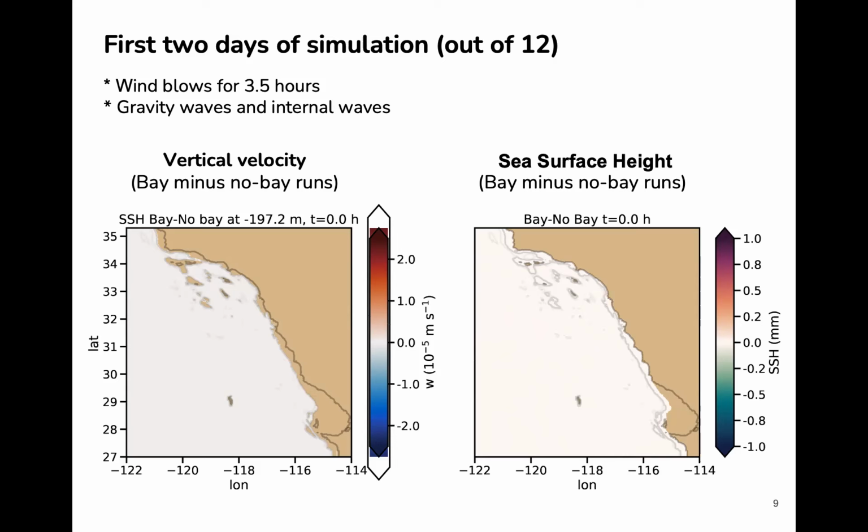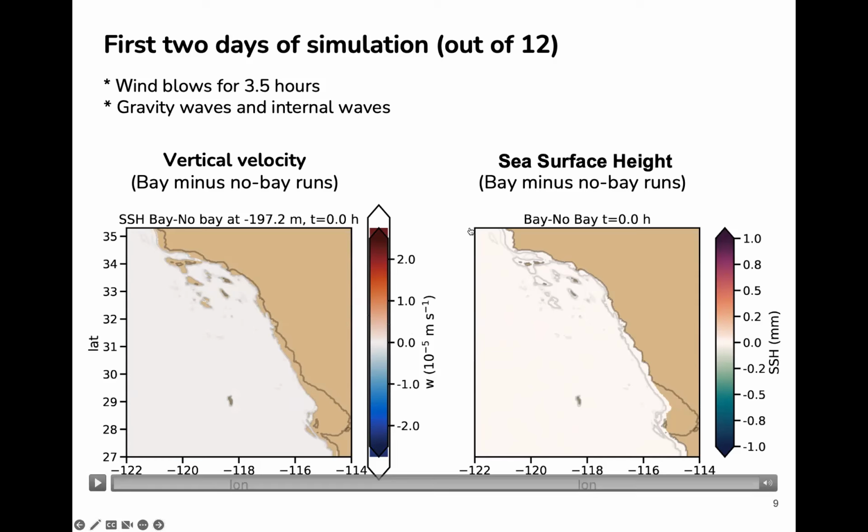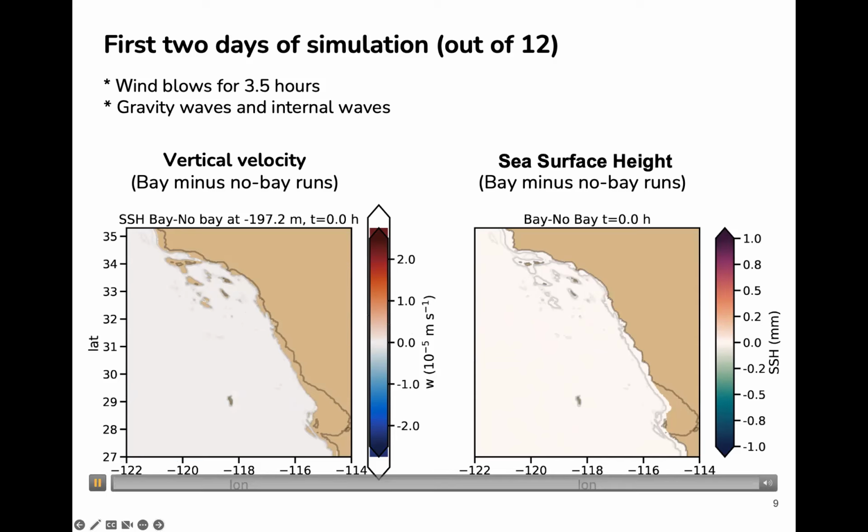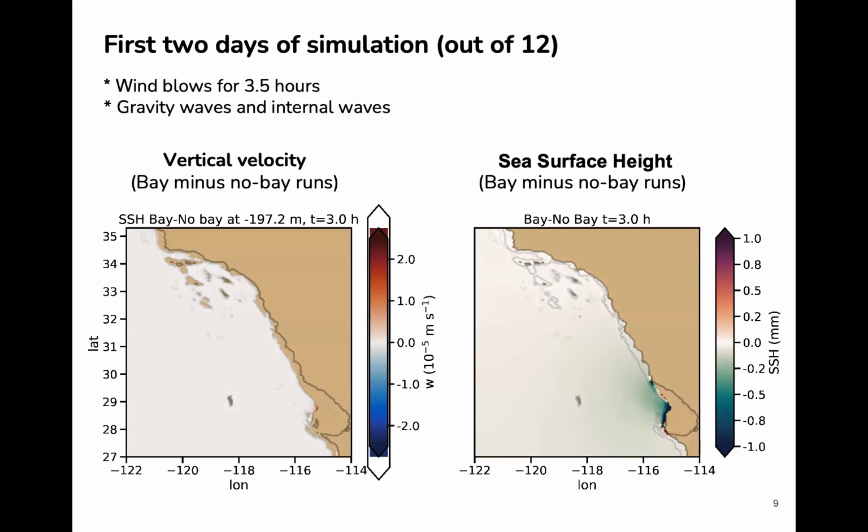Okay, I hope this works, because sometimes when we're sharing the screen, the simulations don't work. But I'll show you what happens in the first 2 days of the simulation. This is the first 2 days out of 12 days that this thing runs. So the wind blows for 3.5 hours. And on one side, here we have sea surface height.